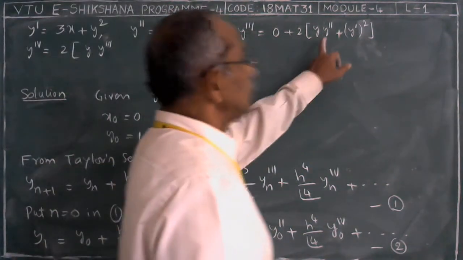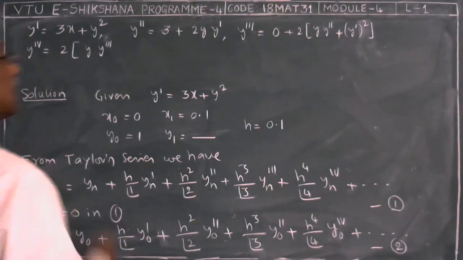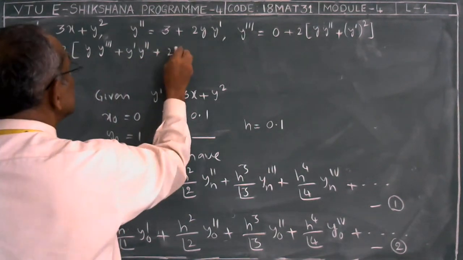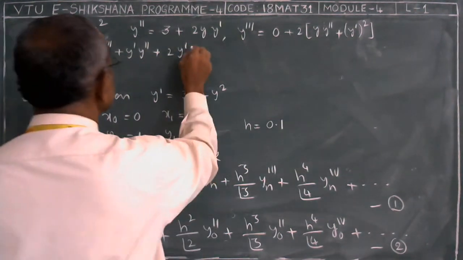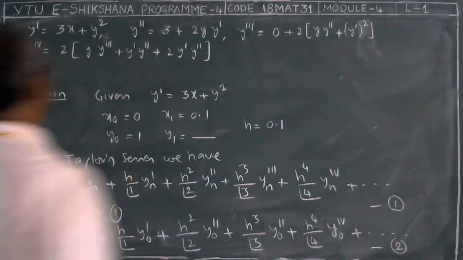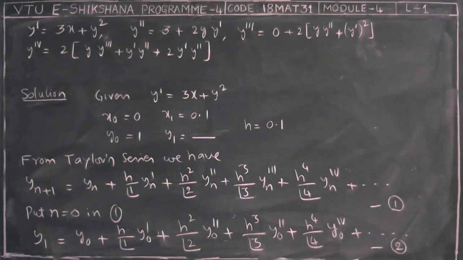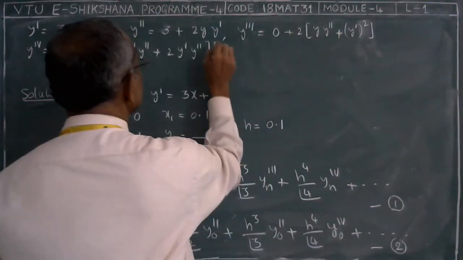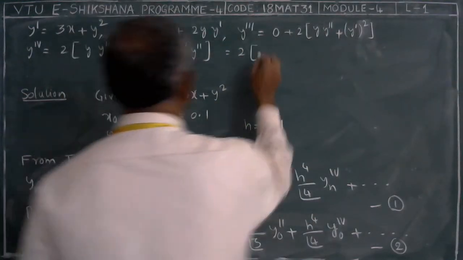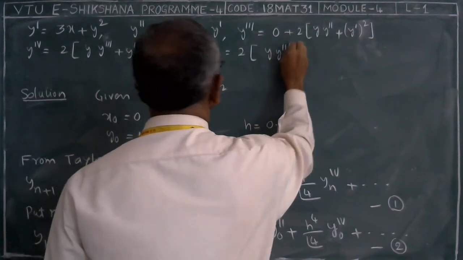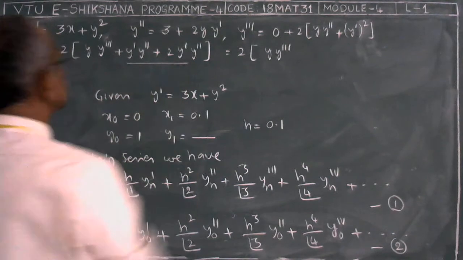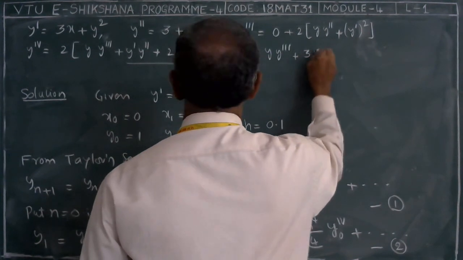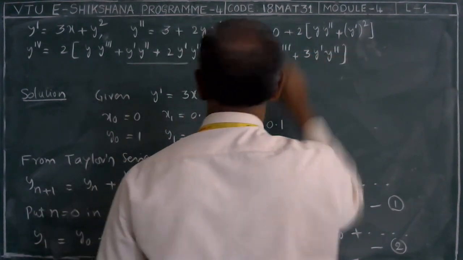Again the product rule here. Then y dash into y double dash plus y dash into y double dash, plus 2 into y dash into differentiation of y double dash, 2 into y dash into differentiation of y dash with respect to x. So you get y double dash. So this is equal to 2 into y triple dash. So you can add these two: 3 into y double dash plus 3 times y dash into y double dash.